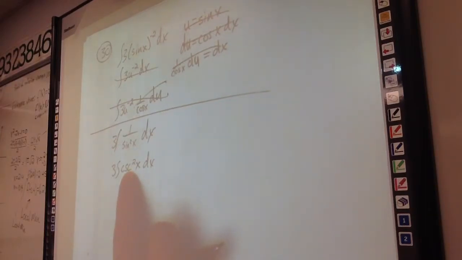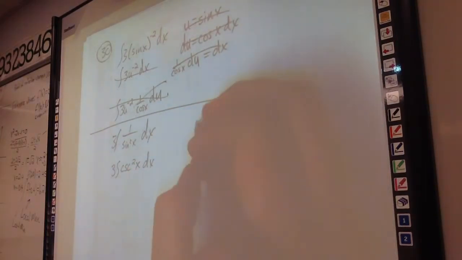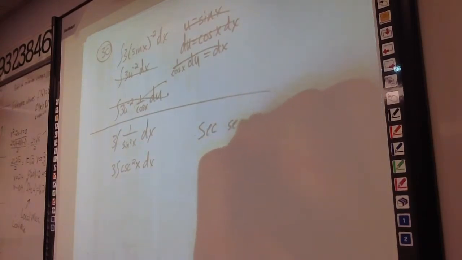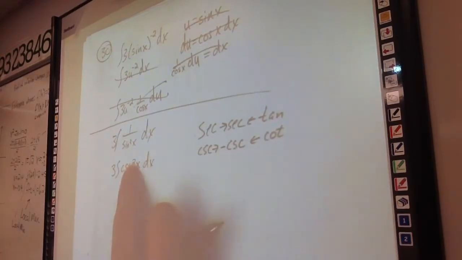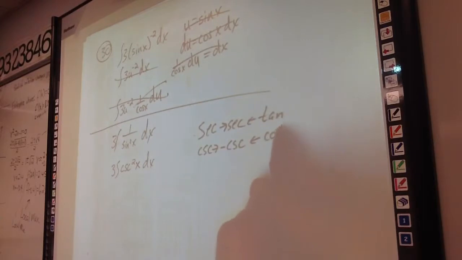And so now I can figure out the antiderivative. What's the antiderivative of cosecant squared? Well, if you need to, remember our little derivative chart? Secant, secant, tangent. And then underneath them you put the opposites. Opposite of secant is cosecant, cosecant, cotangent. But this one has a negative. And so what's the antiderivative of cosecant squared? The derivative of cotangent is negative cosecant squared.